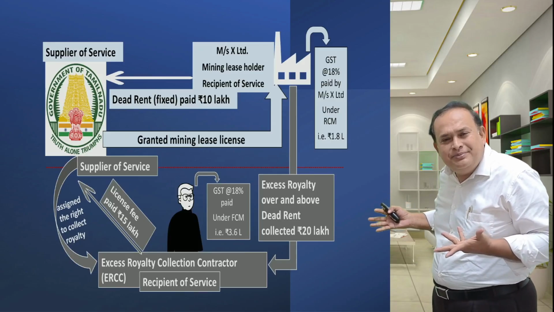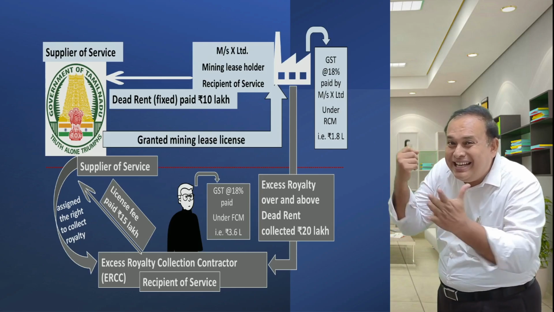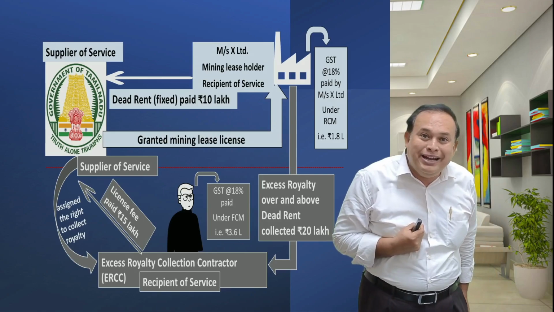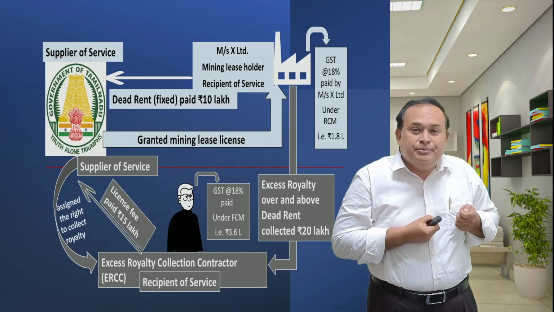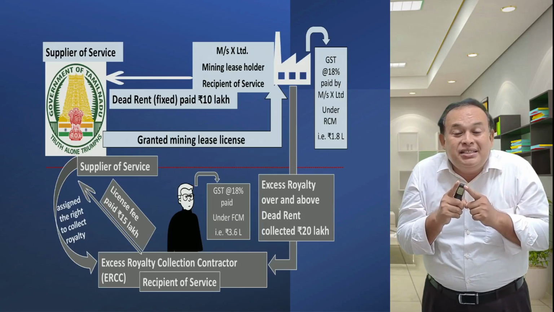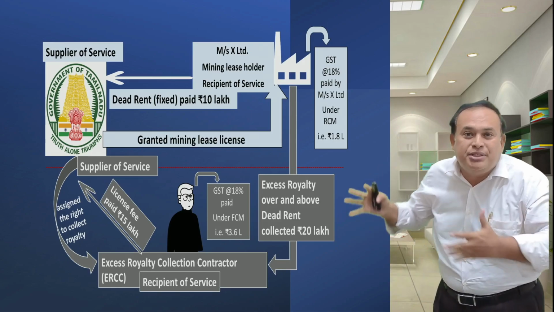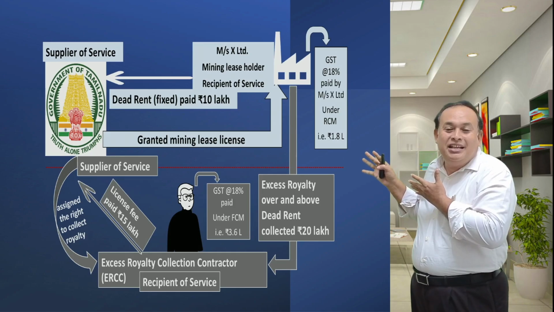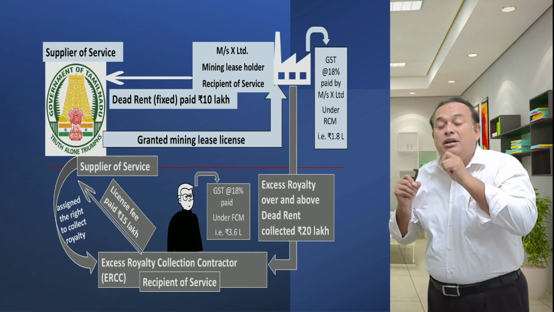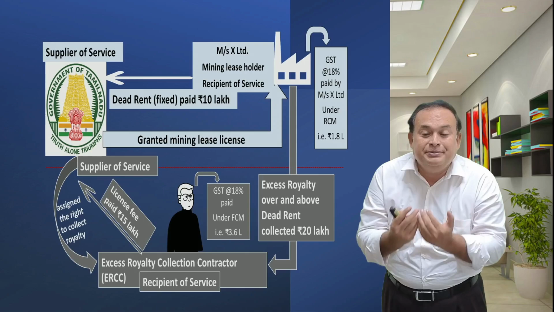Any difficulty? So far, so good. What is the amount exempted from the payment of GST? Excess royalty collection contractor paid to the state government to get the license. How much paid? That 15 lakhs. Wholly exempted from the payment of GST. That is the exemption here, provided that the 15 lakhs of license fees paid to the state government by ERCC is less than or equal to the excess royalty collected.